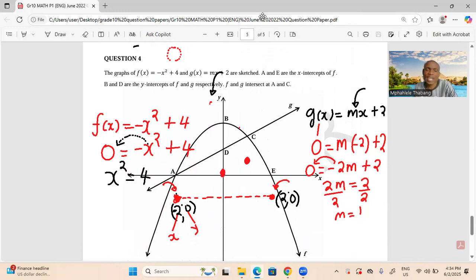Okay, guys, the next question says, determine the point of intersection. The intersection of A and the intersection of C. This is what we are going to be doing from here. We want to find the point of intersection. The two graphs meet at A, not only at A, and also at C. This is what they are looking for. They are looking for the point of intersection.